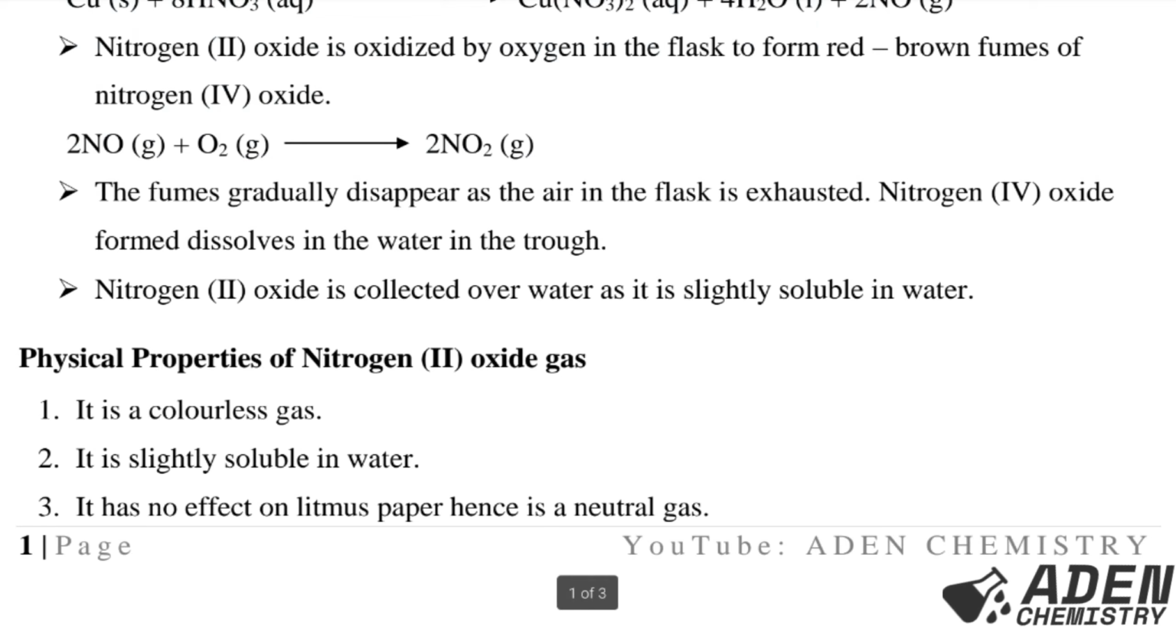Next, let's go to the physical properties of nitrogen 2 oxide gas. Number 1, it's a colorless gas. Number 2, it's slightly soluble in water. That's why we are collecting it by the over water method. And number 3, it has no effect on litmus paper, hence it is a neutral gas. Remember, the other example of a neutral gas that we had was nitrogen 1 oxide gas.